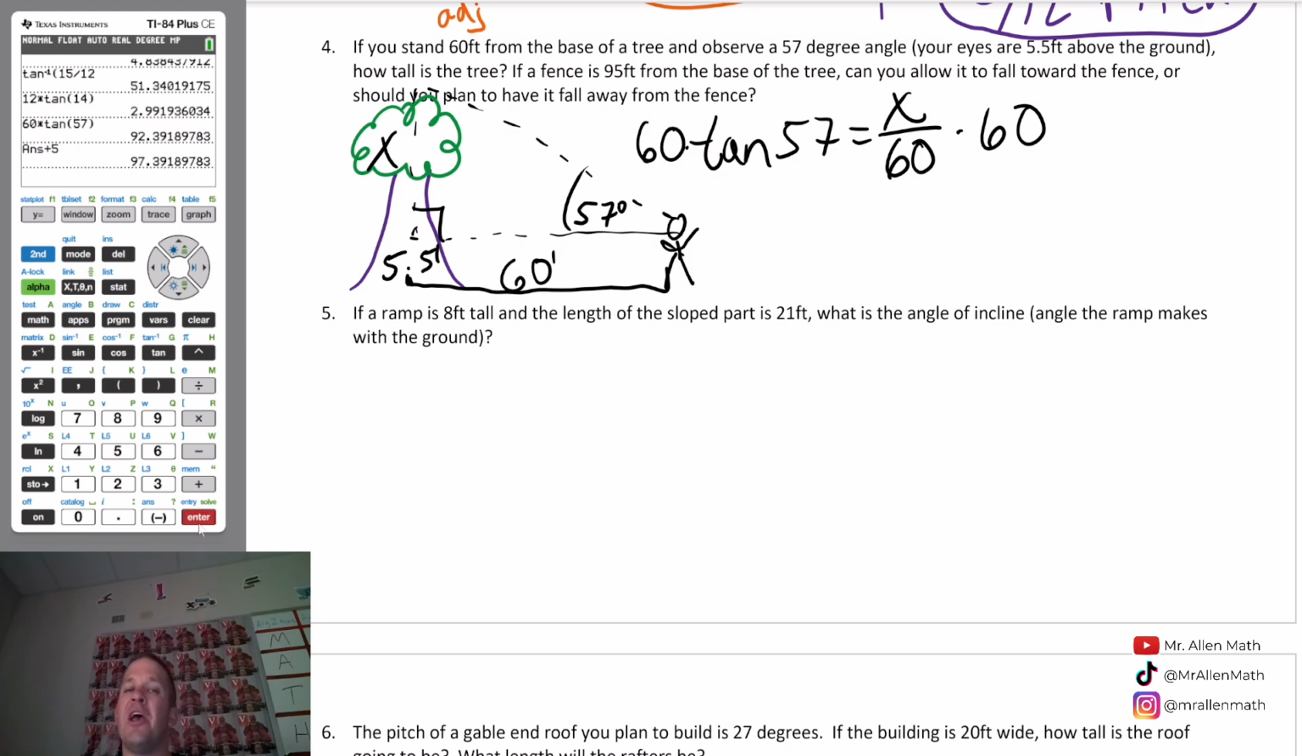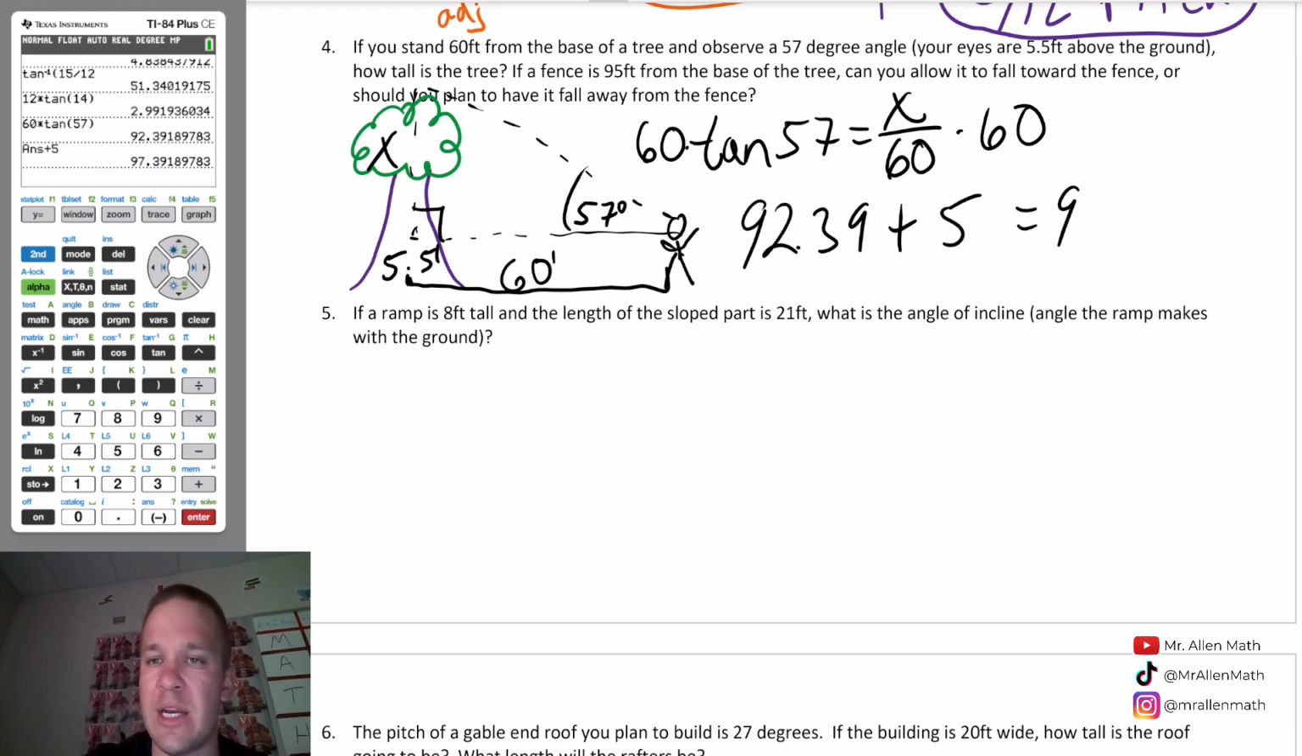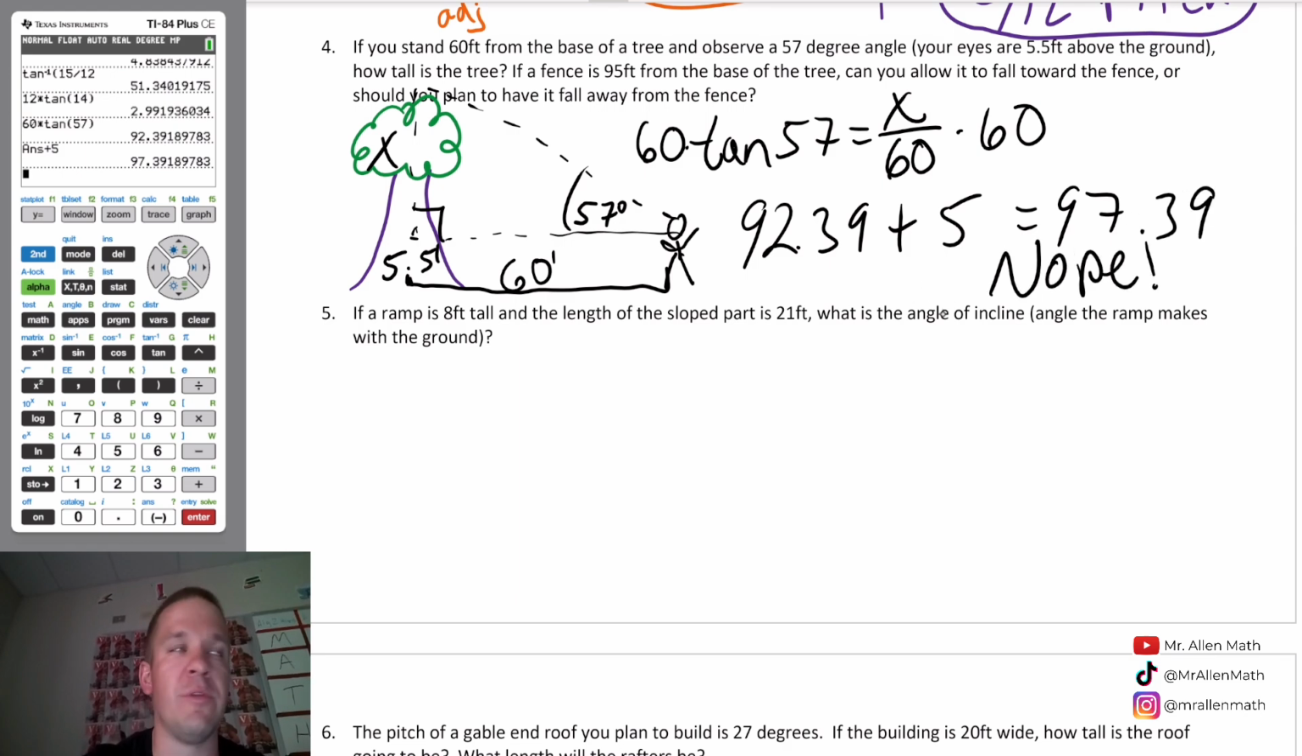Oh, my goodness. You know, I'd be a little bit hesitant, even at 92, to let this thing drop. Be like, yeah, man, we're good, and have it land 3 feet. That's tough, right? But here we got 97.39. So we have 92.39 plus 5 equals 97.39. Nope. Don't want to do that. It's going to ruin the fence.